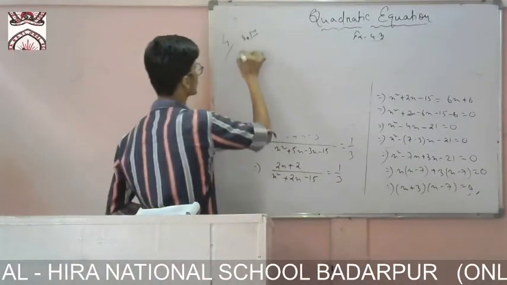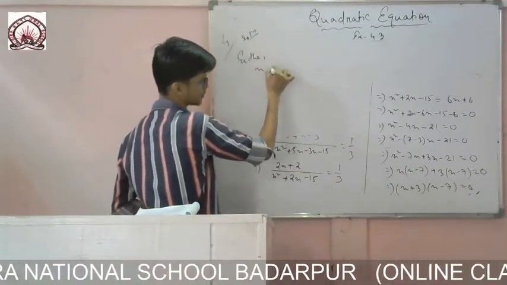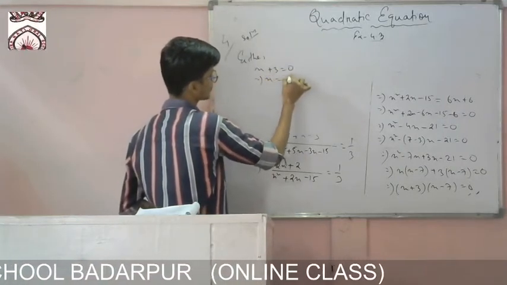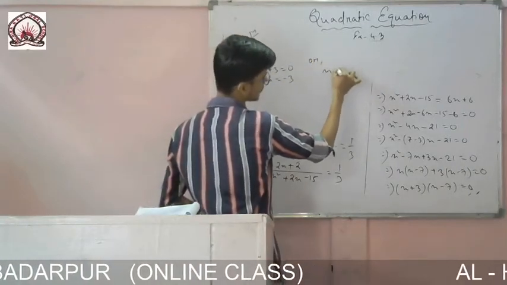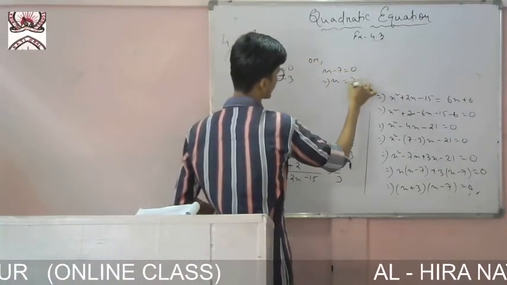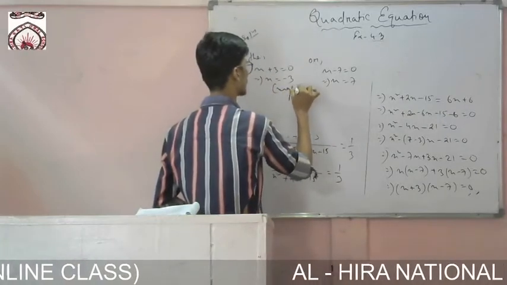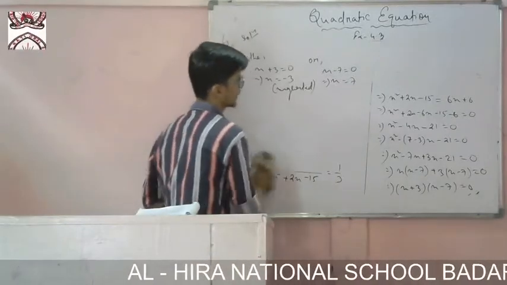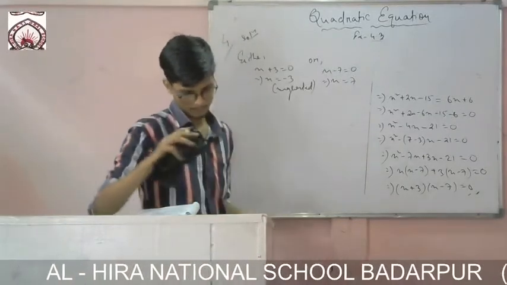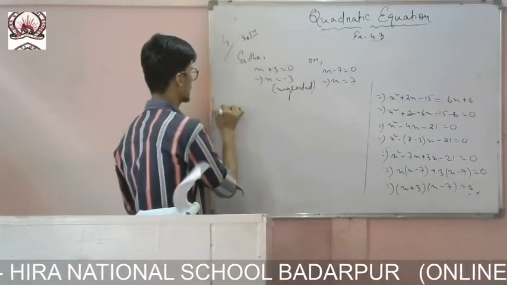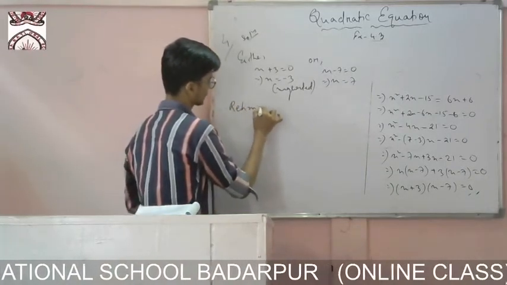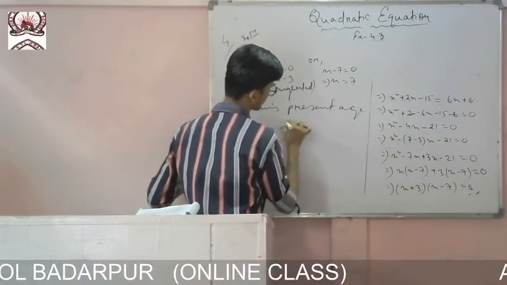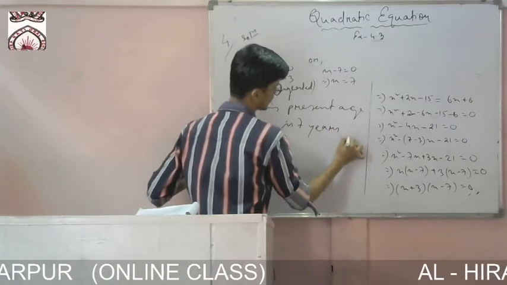So if I compare it, either x plus 3 equals 0, that means x equals minus 3, or x minus 7 equals 0, so x will be 7. So this one will be neglected because age cannot be negative. Therefore, Rahman's present age is 7 years.